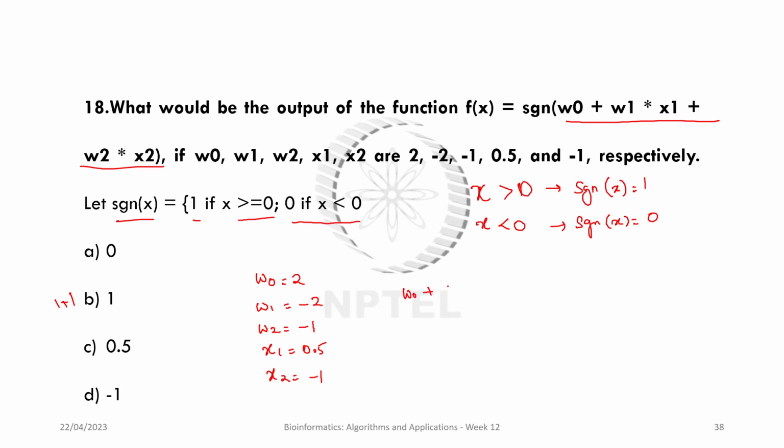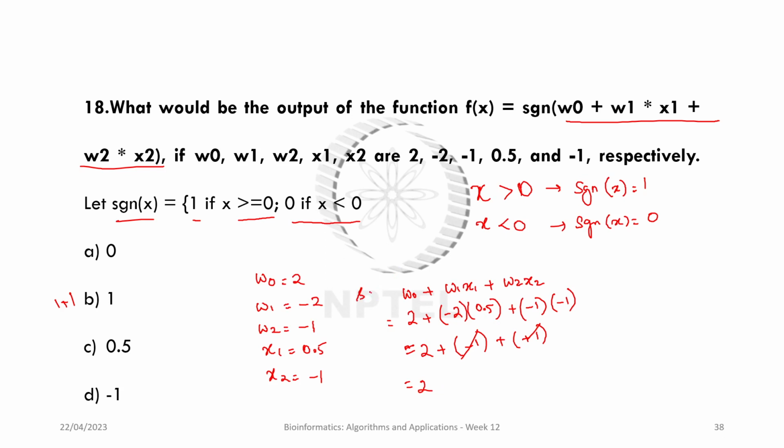So W0 plus W1 x1 plus W2 x2 is equal to 2 plus minus 2 into 0.5 plus minus 1 into minus 1. So this gives you 2 plus 0.5 into minus 2 will be minus 1, and minus 1 into minus 1 will be plus 1. So these both cancel and the answer is 2.